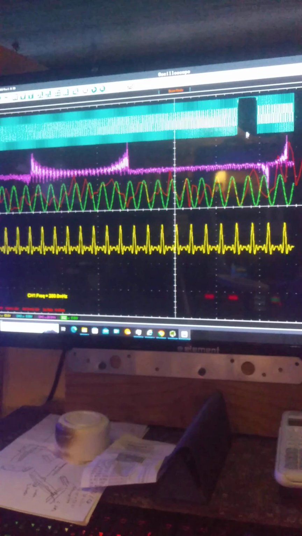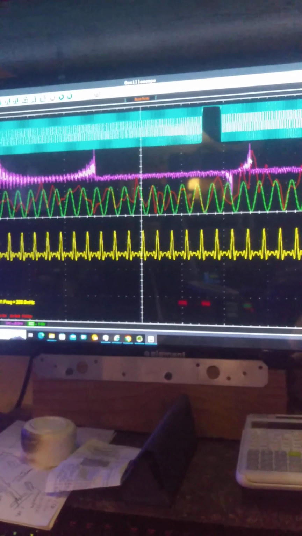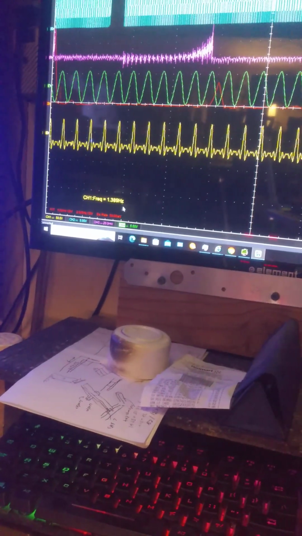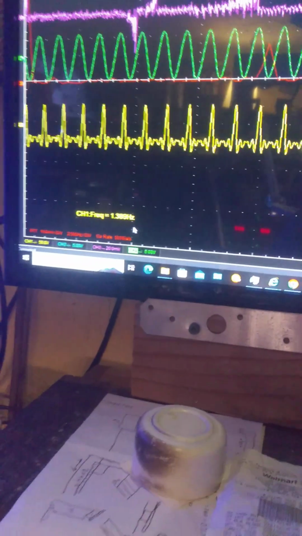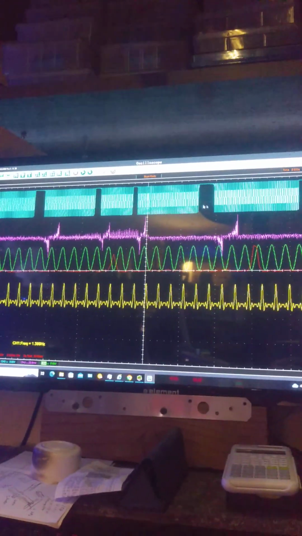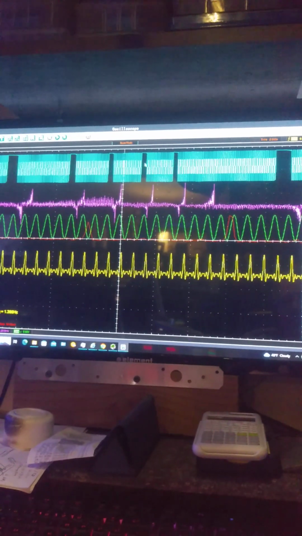Which again is a result of aliasing. That's interesting. I haven't seen that effect before. But yeah, now it thinks that it's at 1.38 hertz. It still looks the same basically, except for this, which is doing some weird stuff. But again, this is all due to aliasing too.